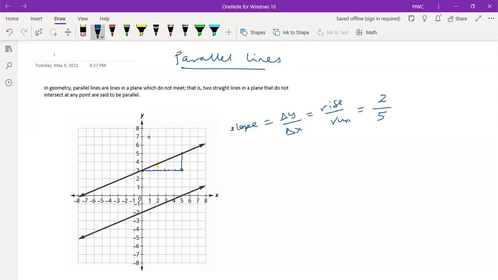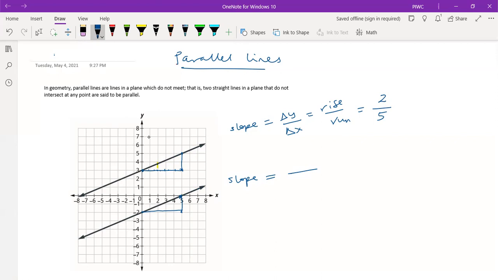Now, what's the slope of the second line here? The slope of the second line will be the rise over the run. So let's draw another line from here, these 2 points and these 2 points here. You always need 2 points to be able to determine the slope.